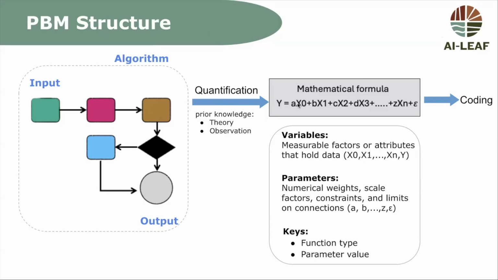It's just a simple example. We can say maybe it's a linear relationship, or a non-linear relationship. So in these equations, we have different variables and their parameters. These are two important concepts or definitions for the process-based model.